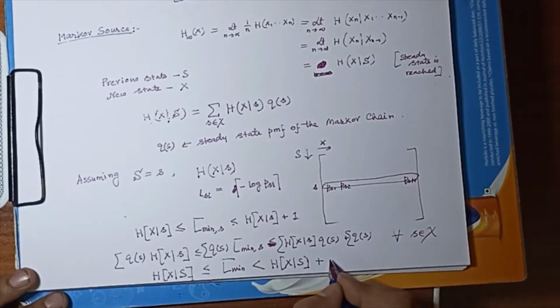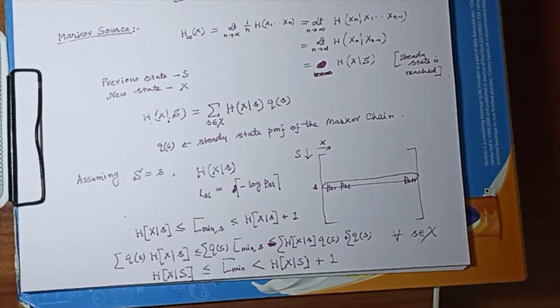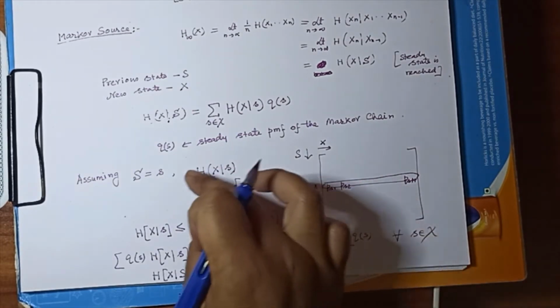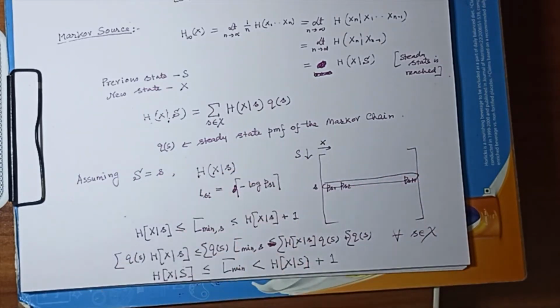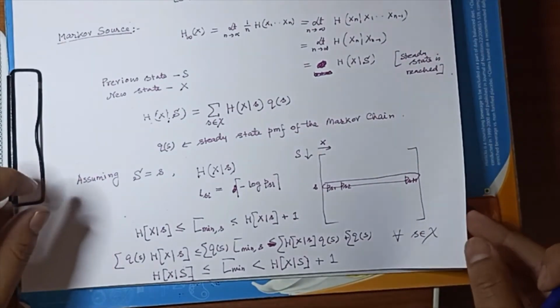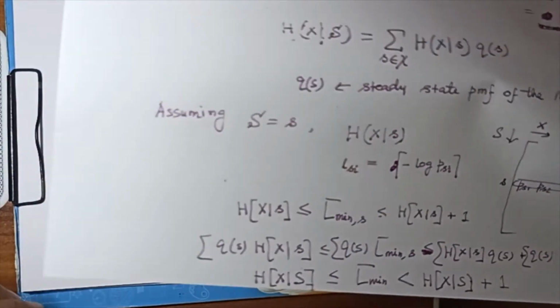plus this is one. So that is the source coding theorem for the Markov source. And using this method, in the regular way, you can generate the Kraft inequality, and you can get the encoding, which we discussed already earlier. Okay, so that is all about Markov chain.